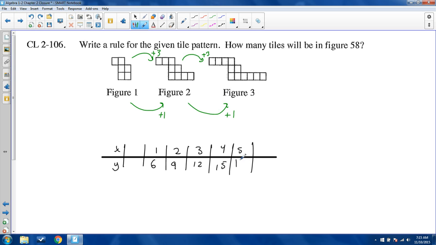So this continues its trend. Figure 5 would have 18, 6 would have 21, etc. I could also figure out how much are in figure 0. Figure 0 is going to be pretty important here because it gets to say how much it had.